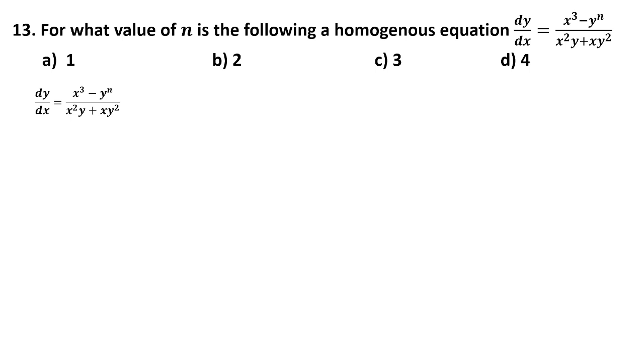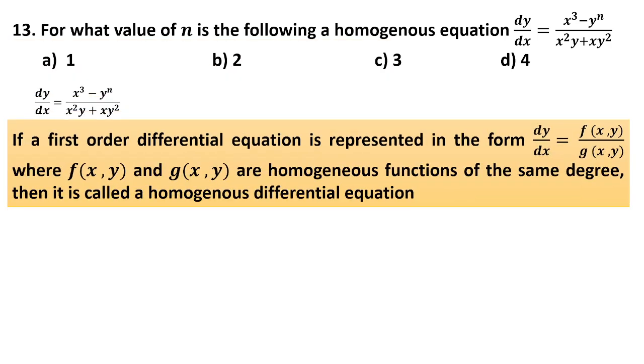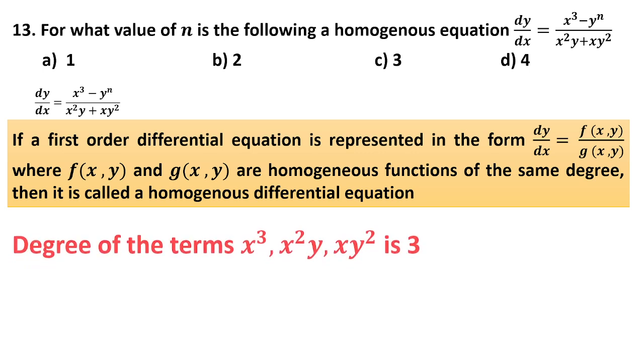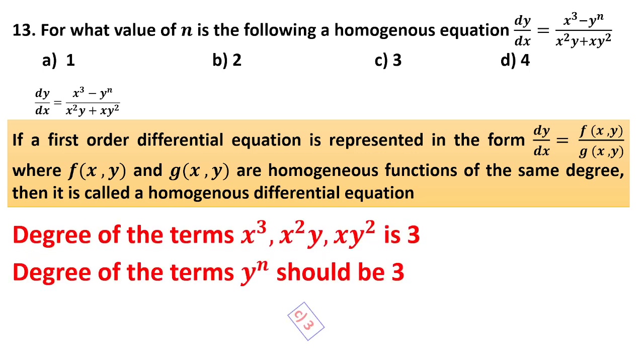Question number 13. For what value of n is the following a homogeneous equation? For a homogeneous equation, what is the condition? All the functions, numerator and denominator, must be of the same degree. The denominator degree is x square y plus xy square, therefore 3. The numerator also has x cube, which is 3, therefore y power n should also be y cube. Therefore, the answer is 3.